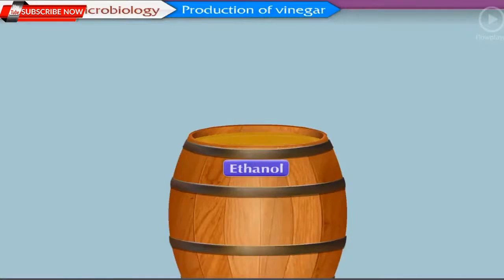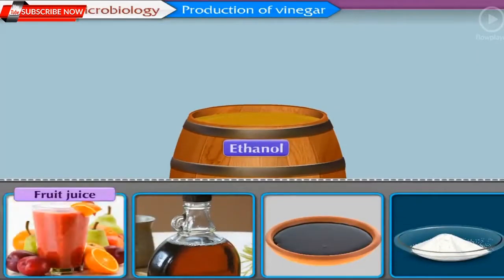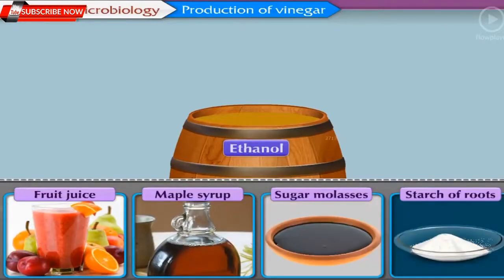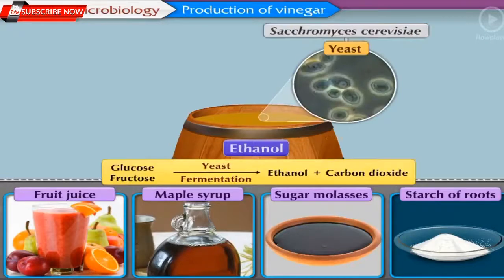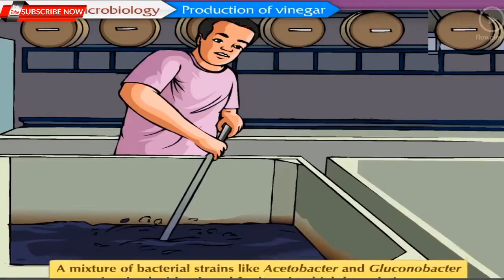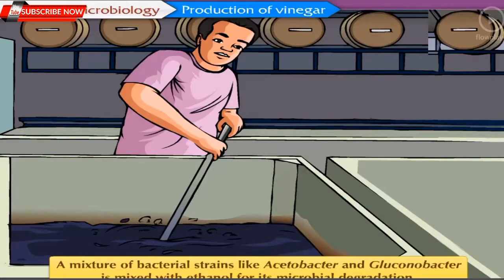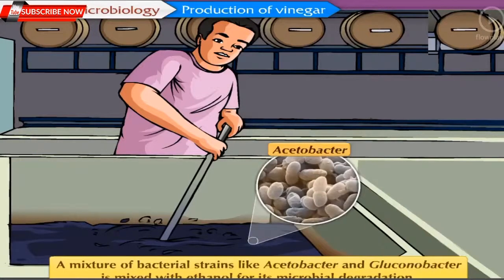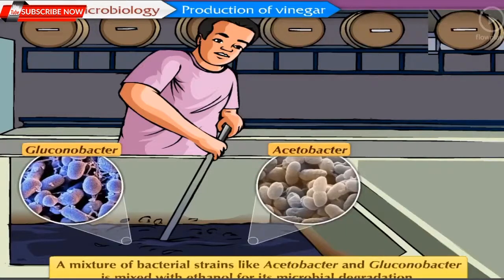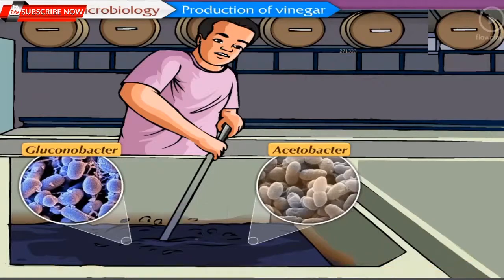Ethanol, an alcohol, is obtained by fermentation of compounds like fruit juices, maple syrup, sugar molasses, starch of the roots with the help of yeast Saccharomyces cerevisiae. In this process, a mixture of bacterial strains like Acetobacter and Gluconobacter is mixed with ethanol for its microbial degradation. Acetic acid and other byproducts are obtained through it.